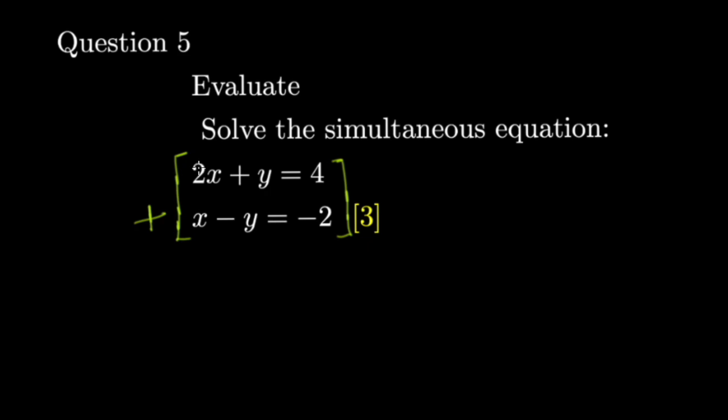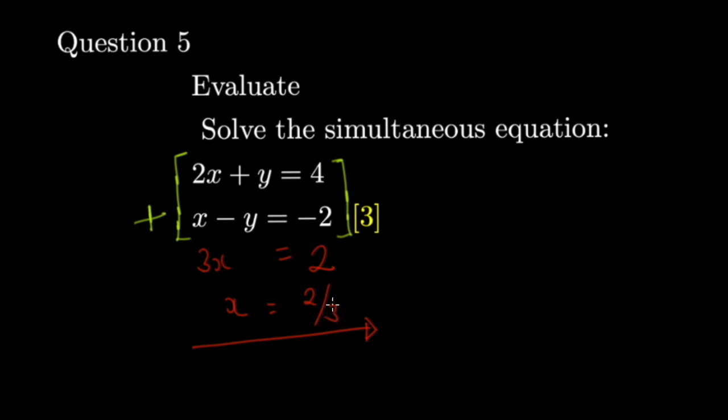So 2x plus x, you get 3x. Then y plus minus y, you get 0. Then 4 plus minus 2, it's like 4 minus 2, so you get 2. Then x is equal to 2 over 3. Here you divide both sides by 3.